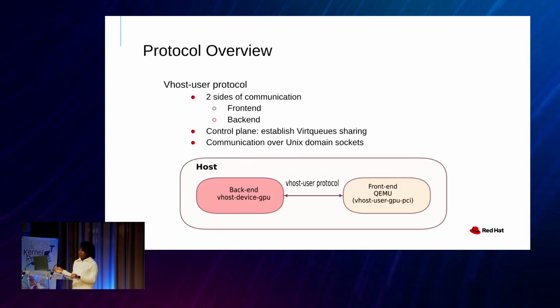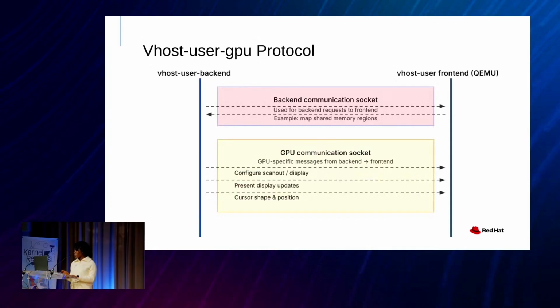I mean, we could have other backends, like we currently have in the ROSVMM project, the vhost-device-gpu, sound, and other devices, which could also serve as a backend. So that's the generic vhost-user protocol that they share. And then we have the specific one, which is the vhost-user-gpu protocol. And we have the backend communication socket.